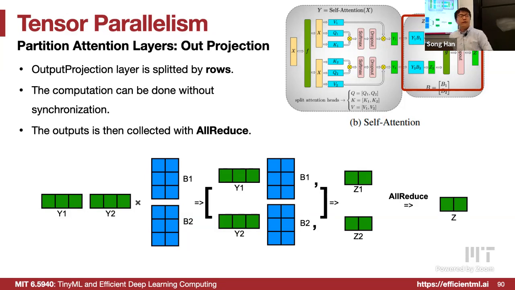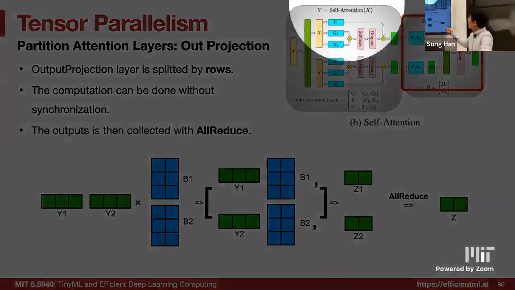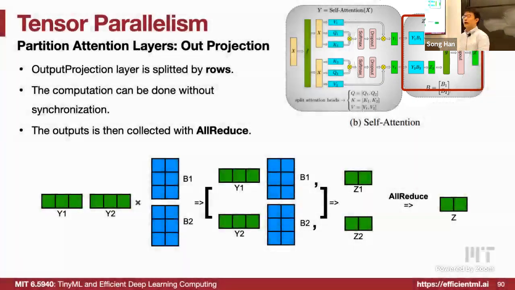I don't know if the designer of Transformer actually thought about this parallelization process, but it's very beautiful that no communication is needed in the middle for both the attention and also for the two FFN layers. This is a perfect example of algorithm and system co-design for neural network acceleration.